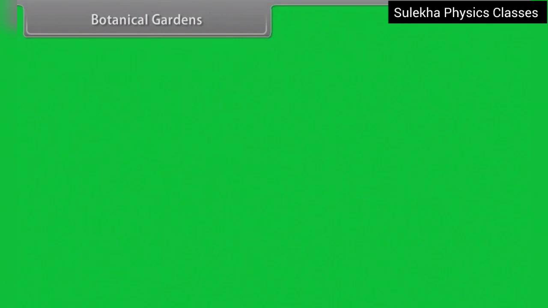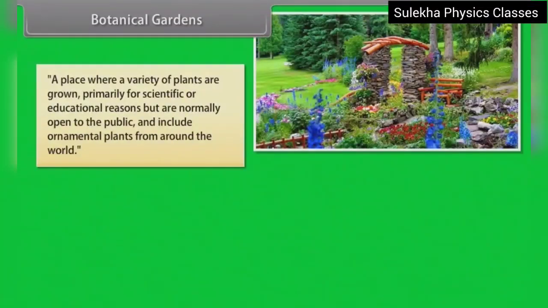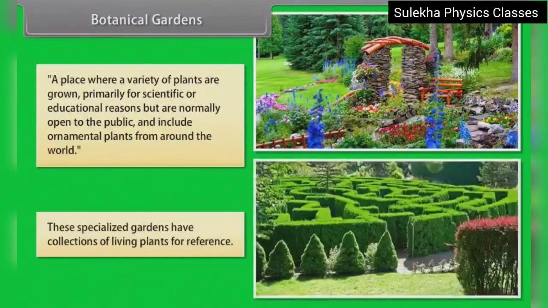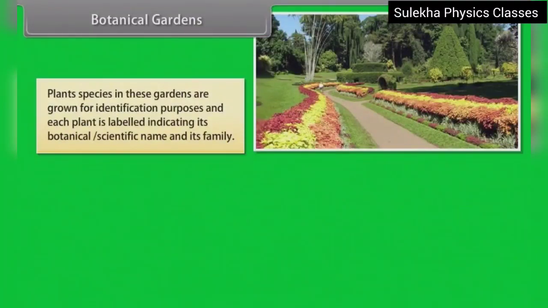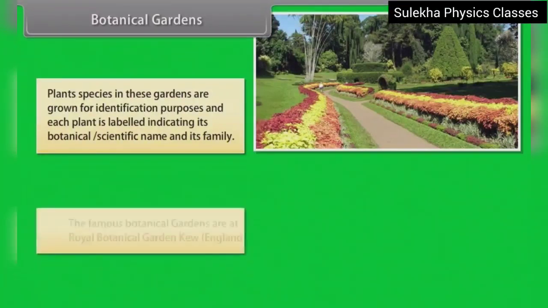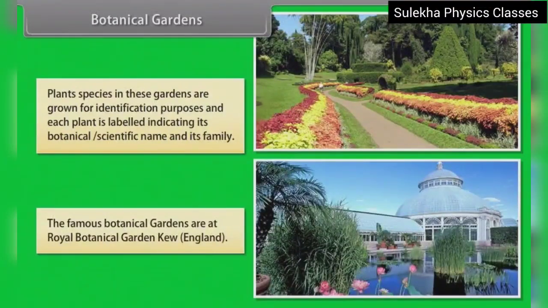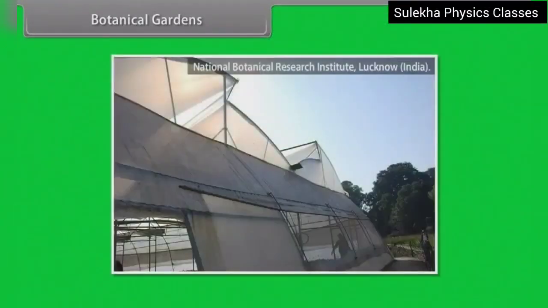Botanical gardens: A place where a variety of plants are grown, primarily for scientific or educational reasons, but are normally open to the public and include ornamental plants from around the world. These specialized gardens have collections of living plants for reference. Plant species in these gardens are grown for identification purposes, and each plant is labeled indicating its botanical scientific name and its family. The famous botanical gardens are the Royal Botanical Garden, Kew, England, and the National Botanical Research Institute, Lucknow, India.